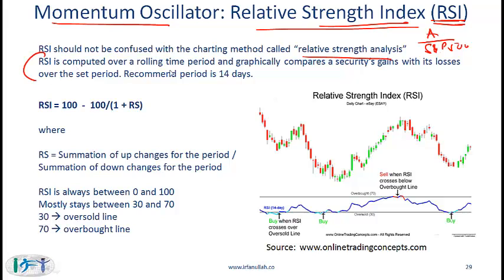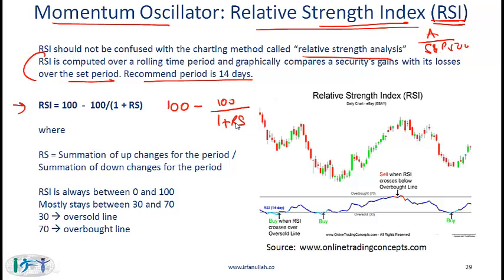RSI is computed over a rolling time period and graphically compares a security's gains with its losses over the set period. Typically that set period is 14 days, but it could be different. Here is the formula. The relative strength index is equal to 100 minus 100 over 1 plus RS. So I will write this in a manner that makes this a little more clear. 100 minus 100 divided by 1 plus RS.